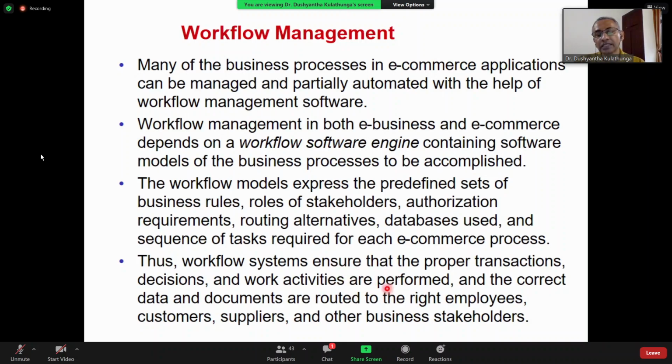in an automated environment. As I mentioned earlier, you may have to send different information, different documents, different data to different individuals depending on the requirement. That is also facilitated by these workflow management systems.